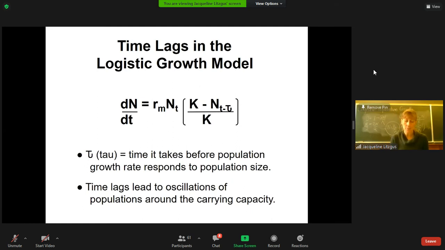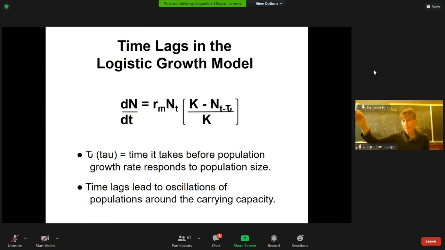Okay, so for the formula for logistic growth, we add this tau to that piece of the equation. The result of a time lag is that the population is going to grow above carrying capacity, since it's not going to respond immediately to being at carrying capacity, right? There's a time lag in that response. So the population is going to grow above K, above that carrying capacity, because it's not going to respond immediately to being at carrying capacity.